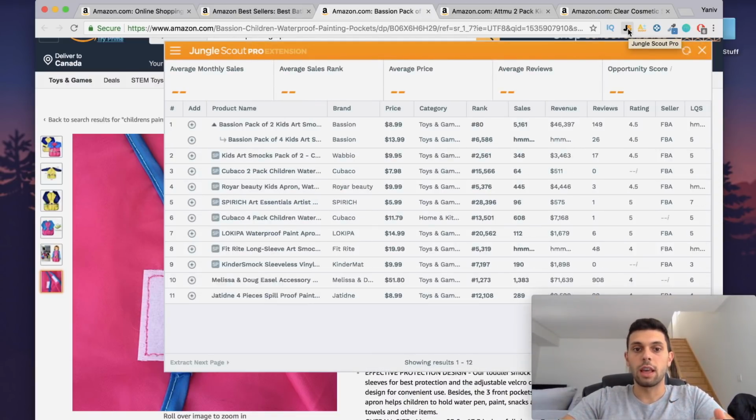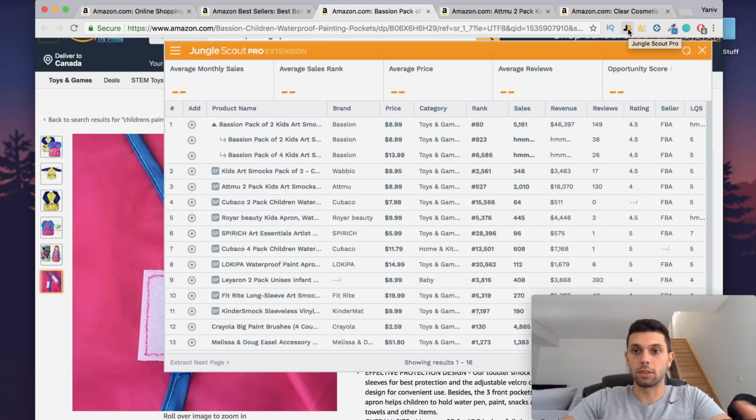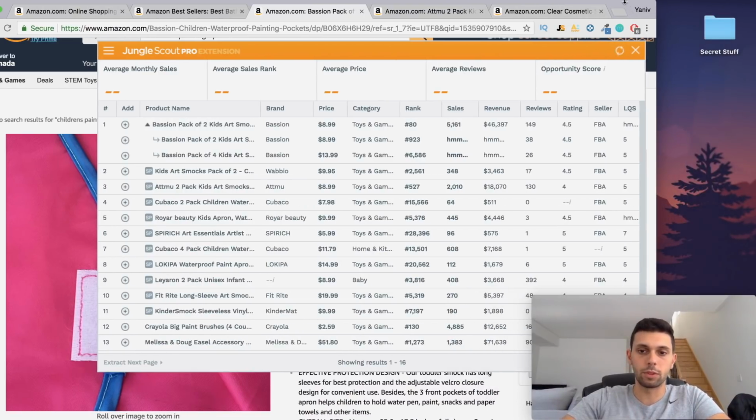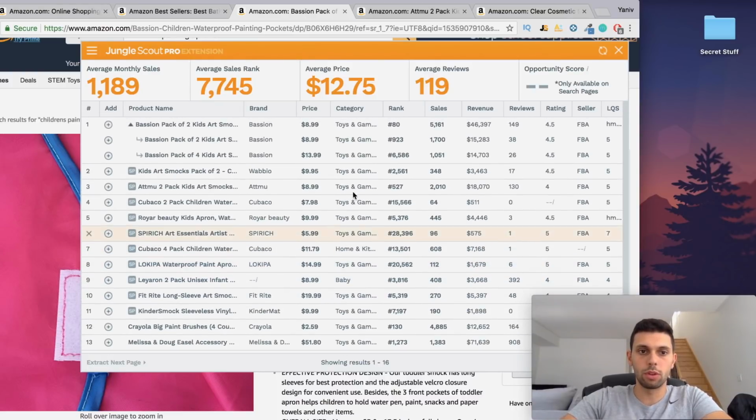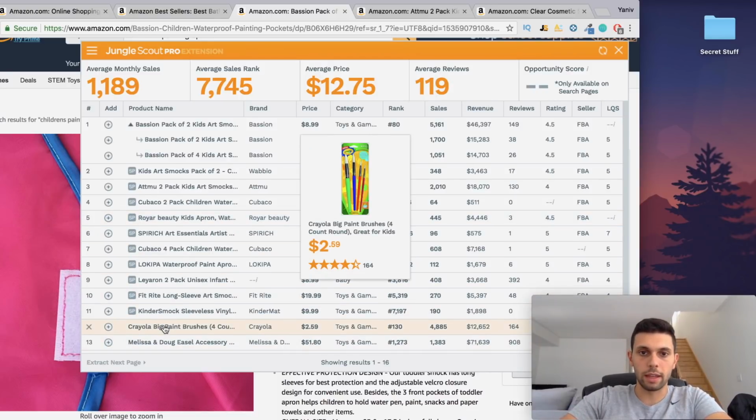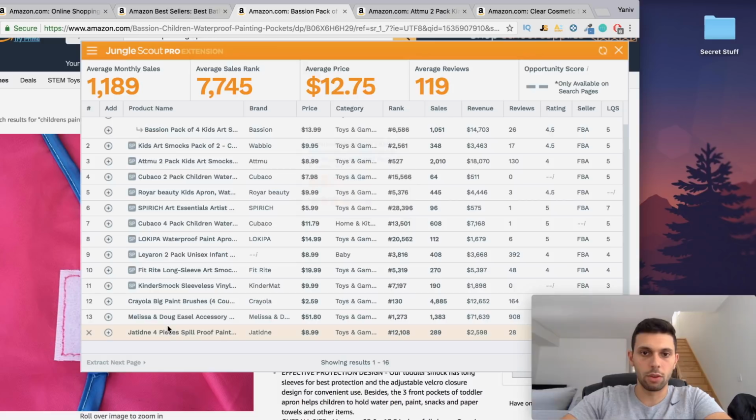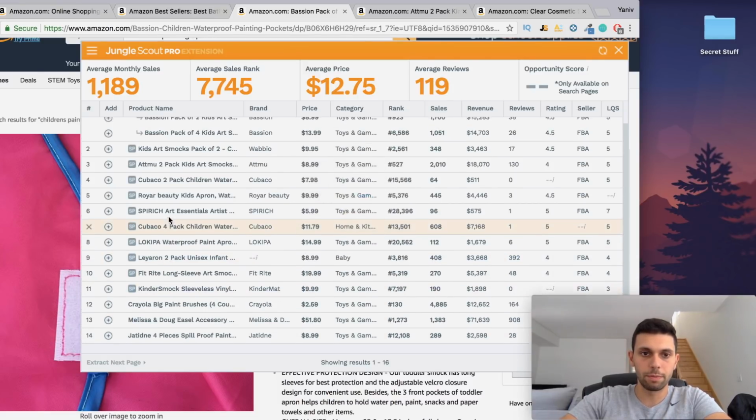Anyways, what I'm gonna do now is show you guys the third method of finding a product, which is the related products rabbit hole method. So what we're gonna do is open up the Jungle Scout on the product that we were just on, and you can go and look at products that are related to that. Don't look at the sponsored necessarily, because they're all going to be very similar.